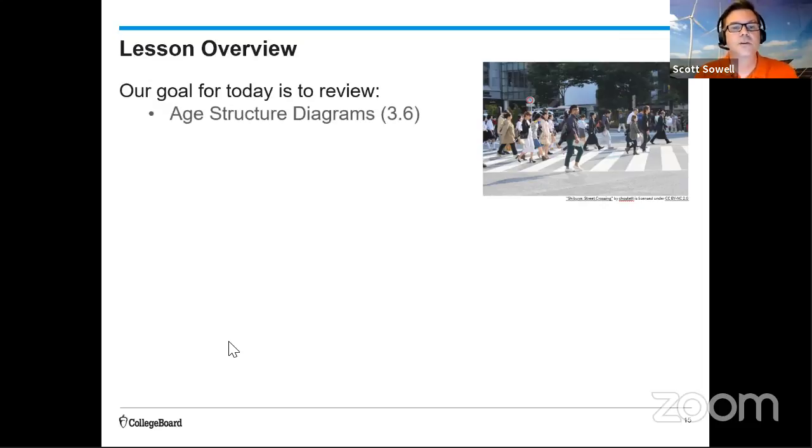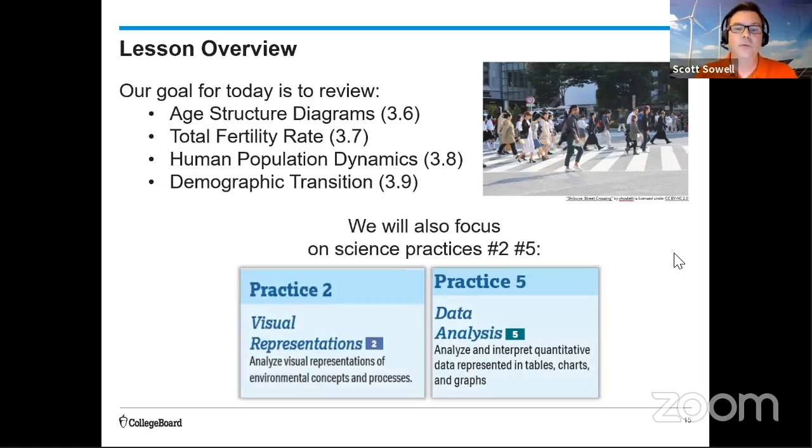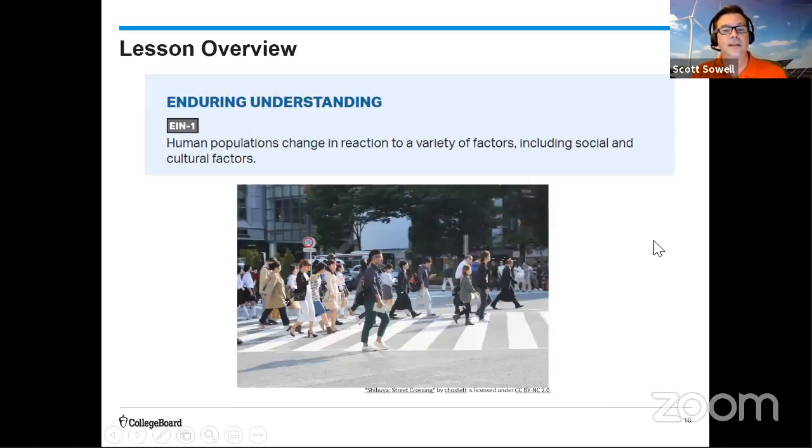So our goal, we're going to look at age structure diagrams. We're going to look at total fertility rate, basic human population dynamics, and then the demographic transition. And then through doing that, we'll also look at visual representations and data analysis. I think that for this particular lesson, it's useful to kind of go back and get a bigger picture. So remember, our overall enduring understanding is human populations change in reaction to a variety of factors, including social and cultural. Now, when Ms. Fassler was talking about populations of a fish species or a rabbit species or a lynx species, those didn't include social and cultural factors. Here we do a little bit more.